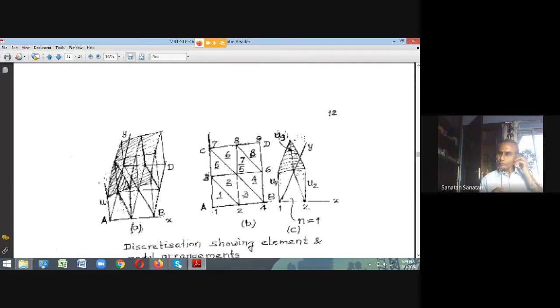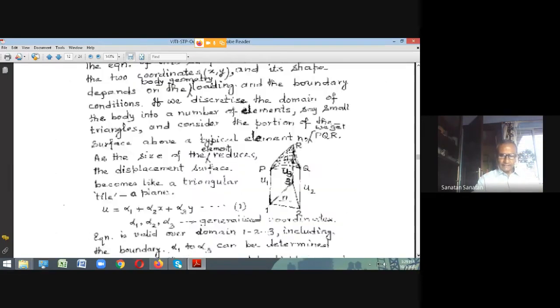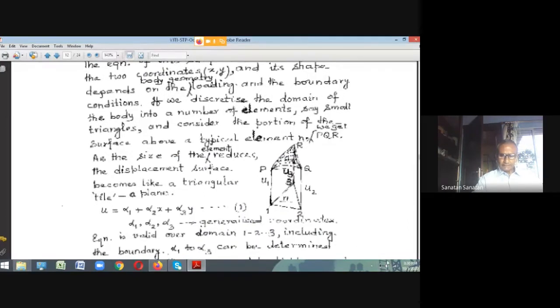Therefore, if we want to do that, above that element, which is the nth element, n equal to 1, that flat tile equation can be written very easily. You see, that's the point I was saying, that above that element n, the doubly curved surface can be approximated as a flat tile, and its equation we can write as u equal to alpha 1 plus alpha 2 x plus alpha 3 y.